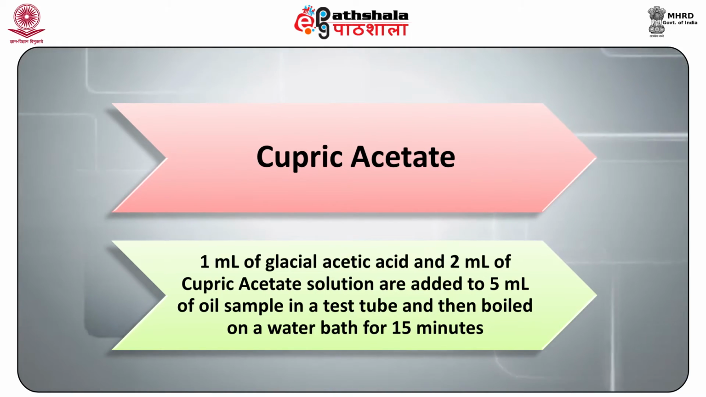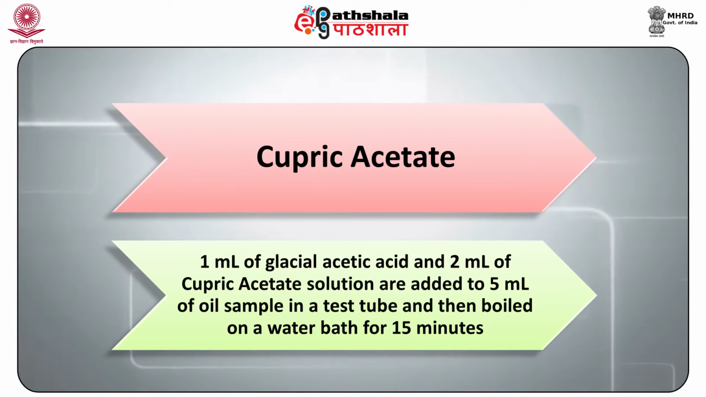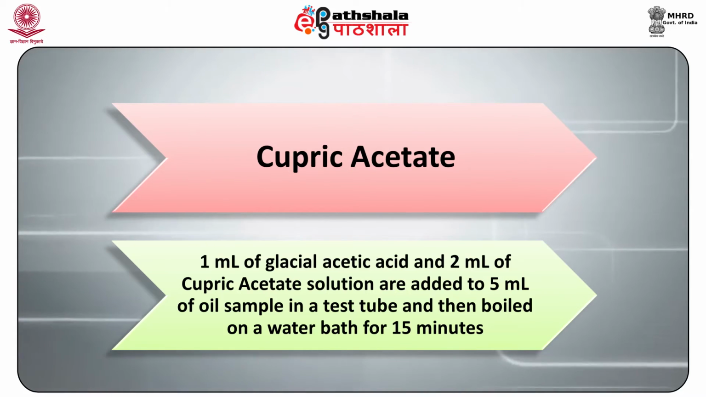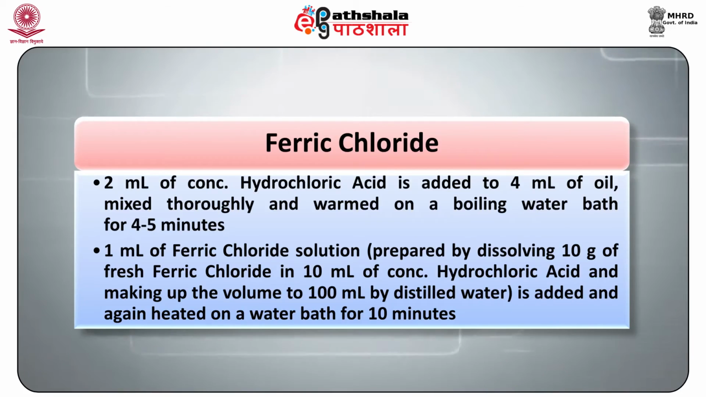When 1 ml of glacial acetic acid and 2 ml of cupric acetate solution are added to 5 ml of the oil sample in a test tube and then boiled on a water bath for 15 minutes, greenish discoloration occurs. Next test is for ferric chloride.